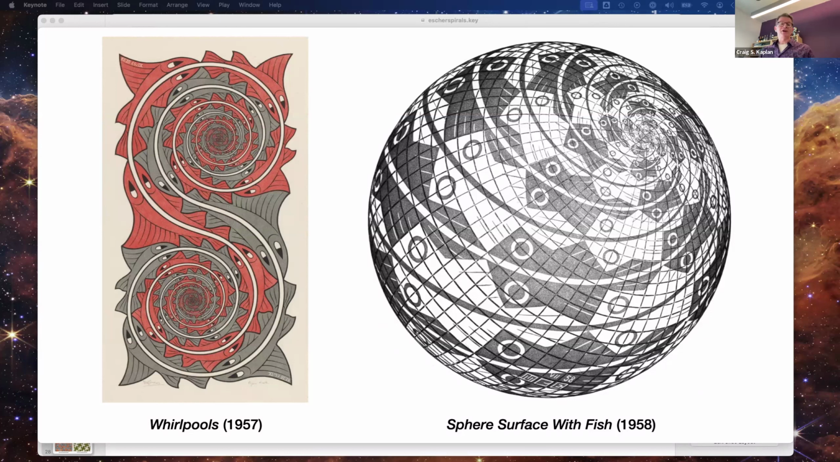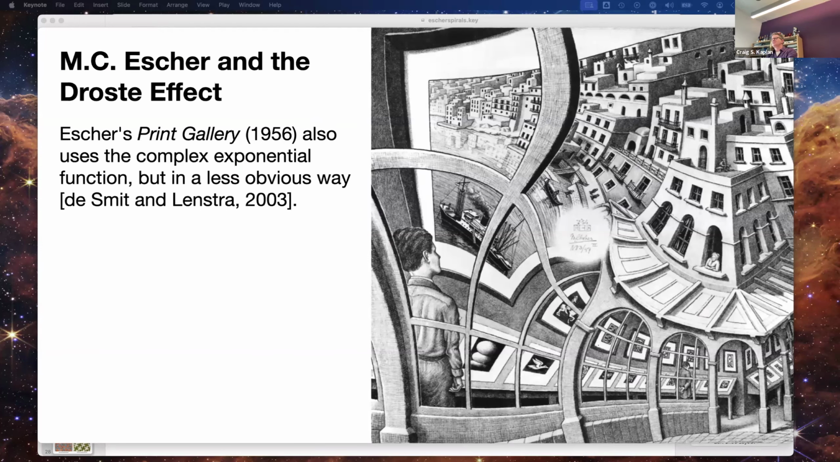Okay, wrapping up, one more connection I definitely want to make is that Escher implicitly explored the connection to the complex exponential function in other places, most notably in his mind-blowing print Print Gallery. And if you haven't seen, there are documentaries and magazine articles about this, about the work of De Smet and Lenstra, talking about the connection of this to the Droste effect of having nested infinite pictures in picture. And the complex exponential function plays a role in here as well.